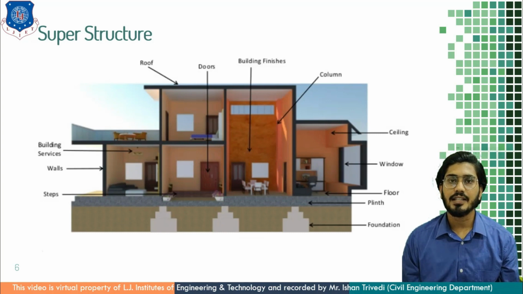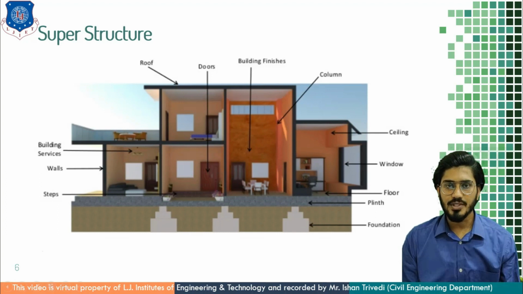Superstructure, as I said, comprises various building components which are constructed above the ground level. The superstructure comprises walls, columns, beams, slab, floor, roof, stairs, coping, parapet wall, window sills, building services and building finishes.